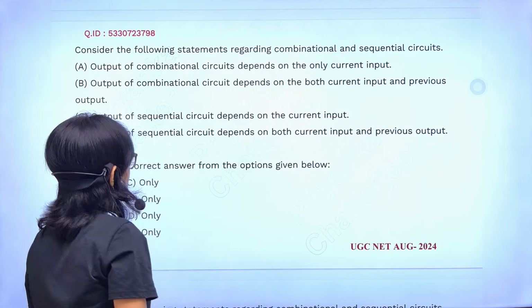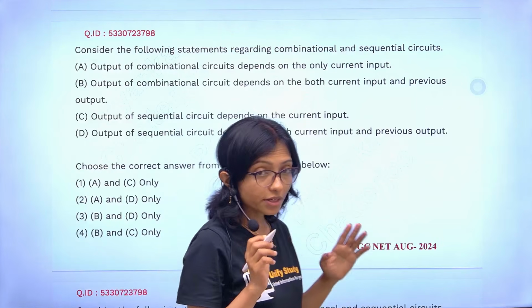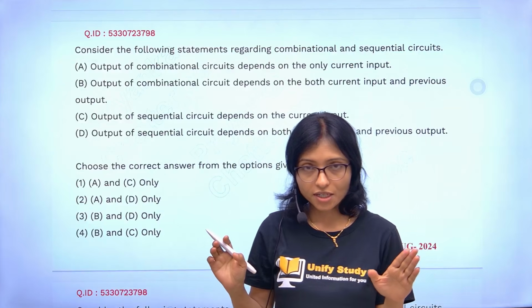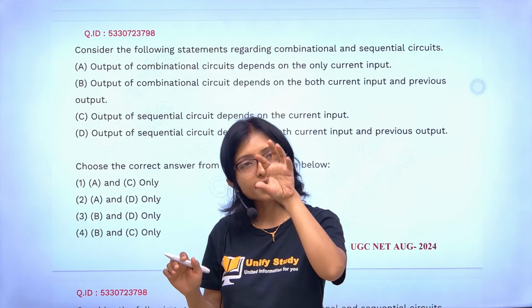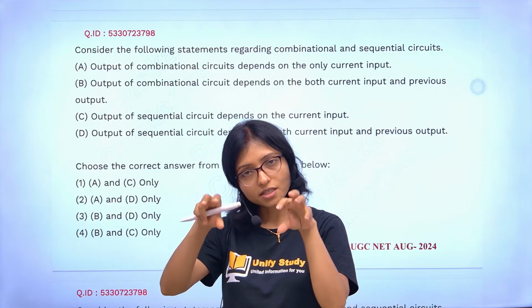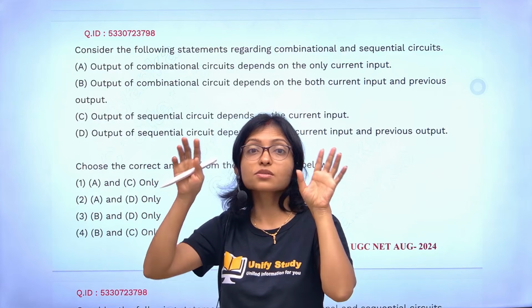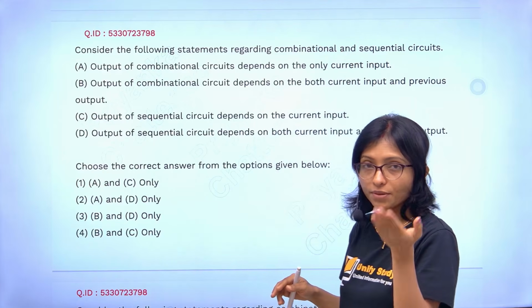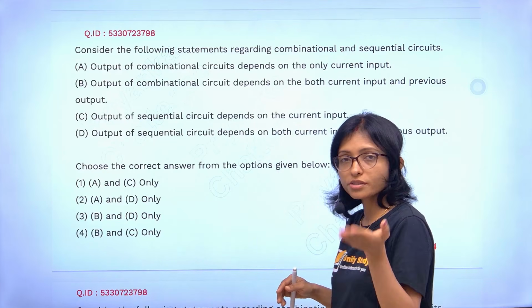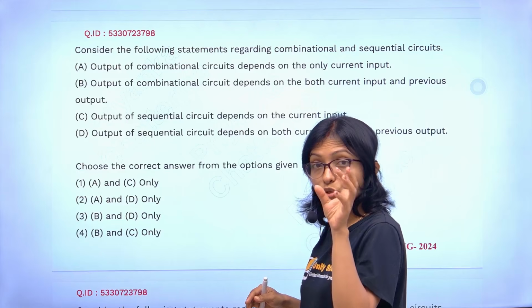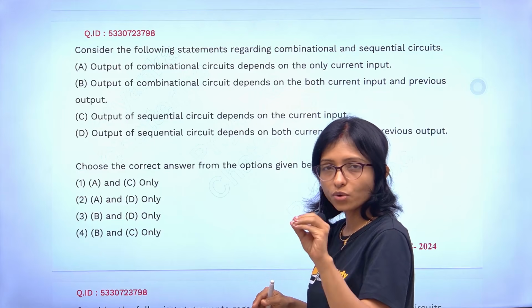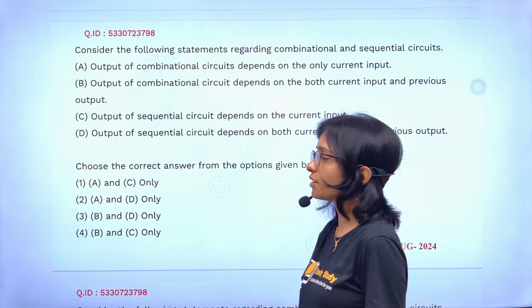Combinational and sequential. What is the main difference? The main difference between combinational and sequential is that combinational depends only on the present. Sequential depends on both present and previous. That's why it is called sequential. Those are flip-flop, register, counter. They depend on the previous also.